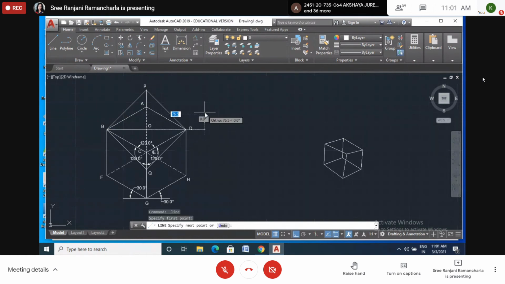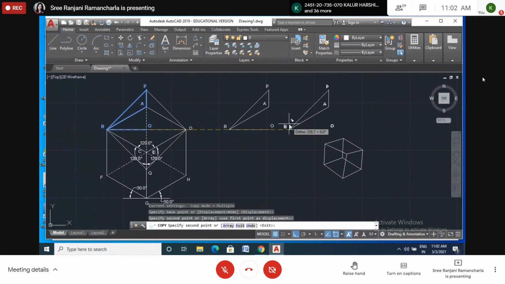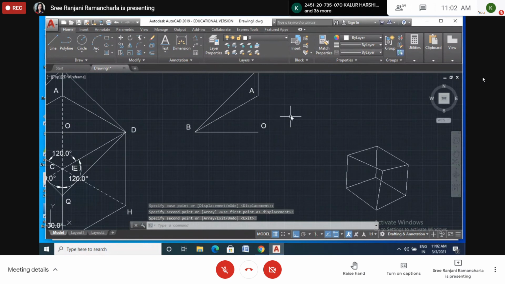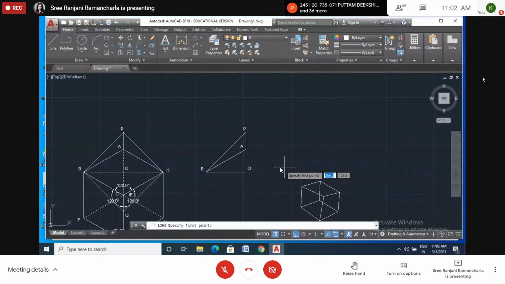Okay, copy this one. You have to copy this one and this one, this one. These letters also copy. Okay, then base point, displacement point, and copy here. Okay, now enter. Here, just look at this. So this one also, I want to close this line. Okay, now look at here.